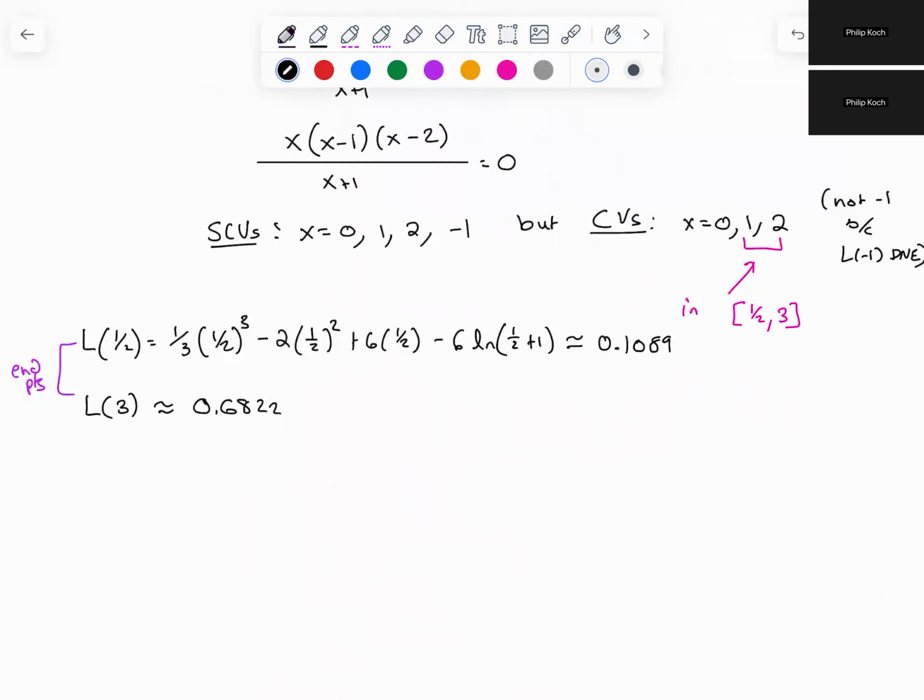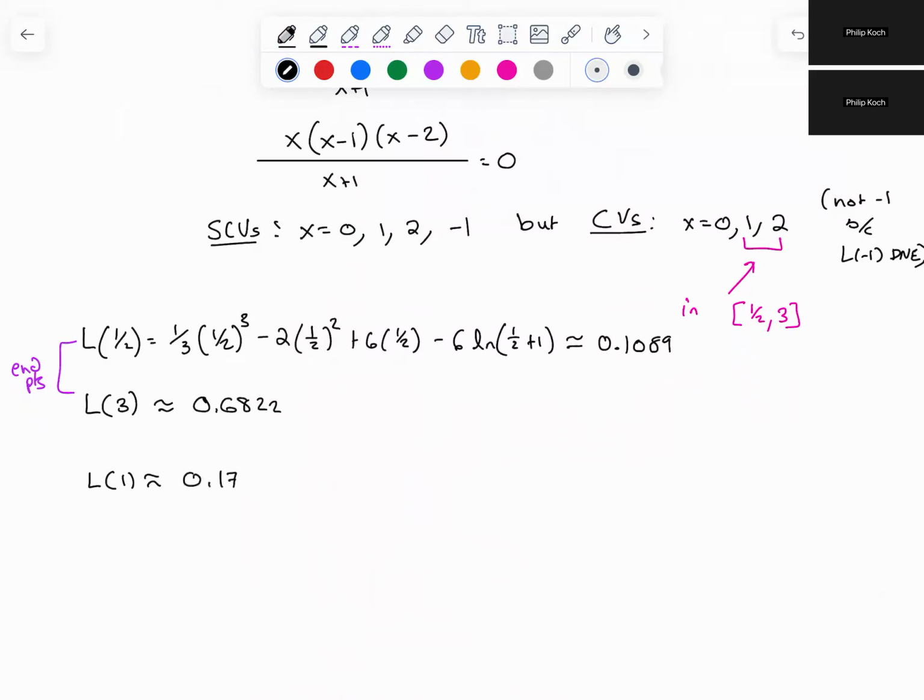And then we'll do L of 1, which is going to be approximately, if I plug that into my calculator, bear with me. If anybody beats me to it, though, let me know. L of 1 is roughly 0.1745. And L of 2 is approximately 0.0750, approximately.